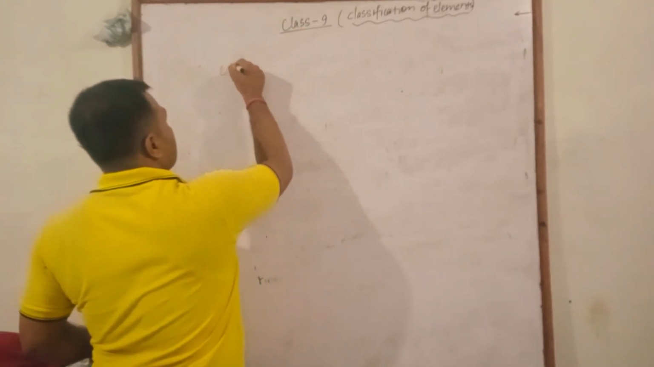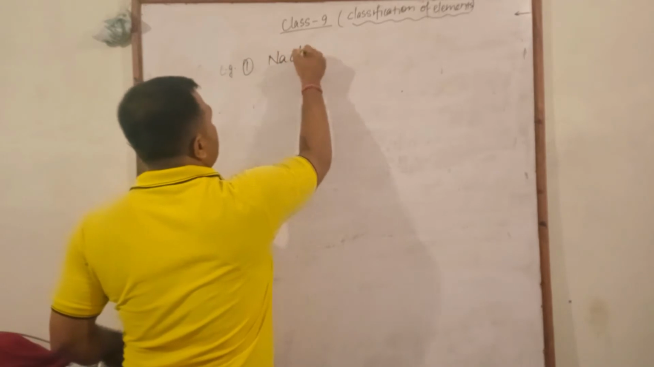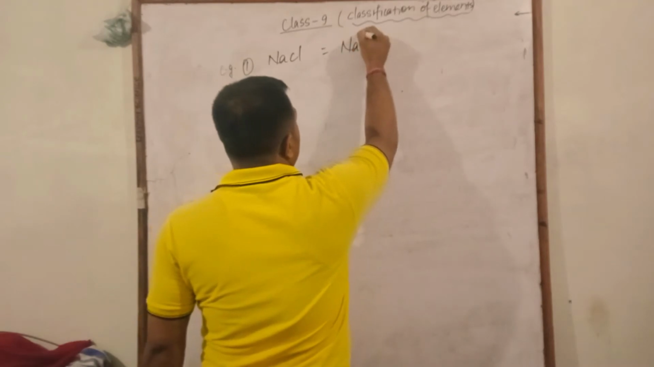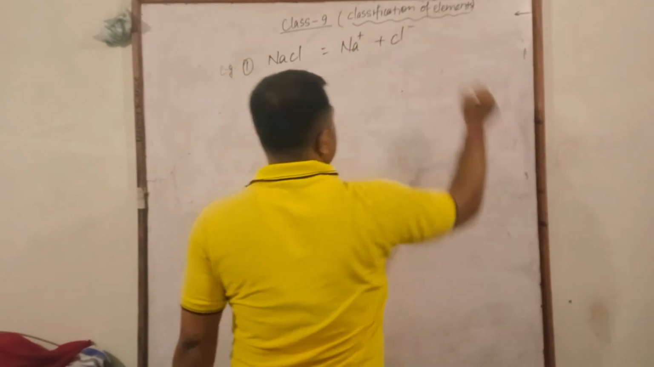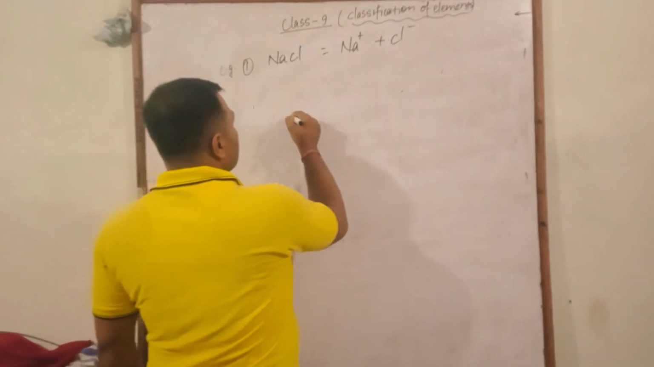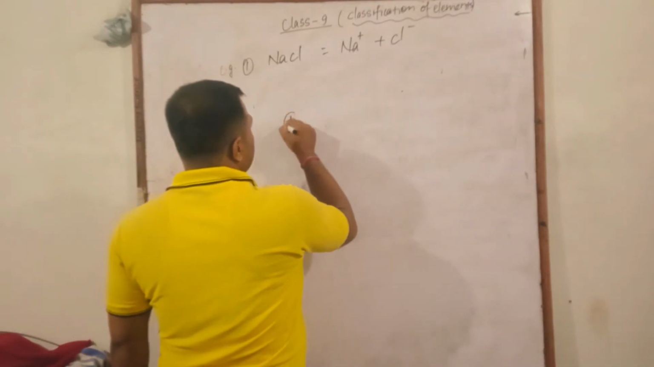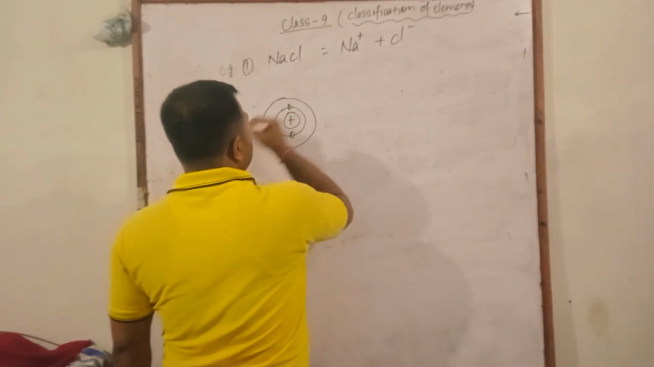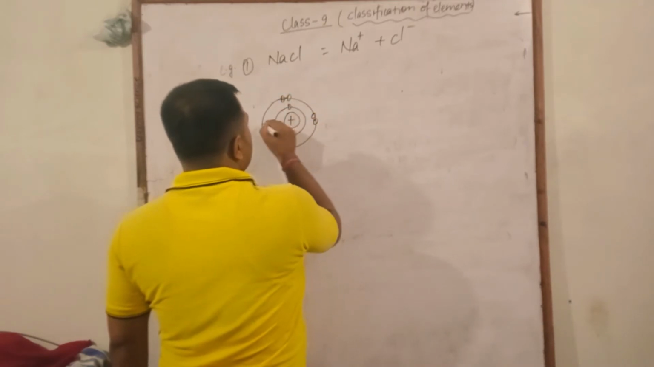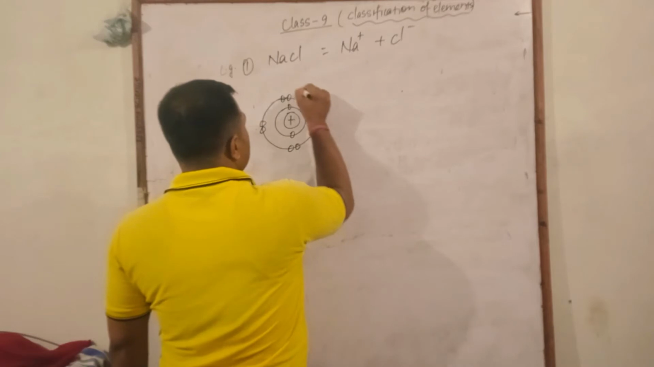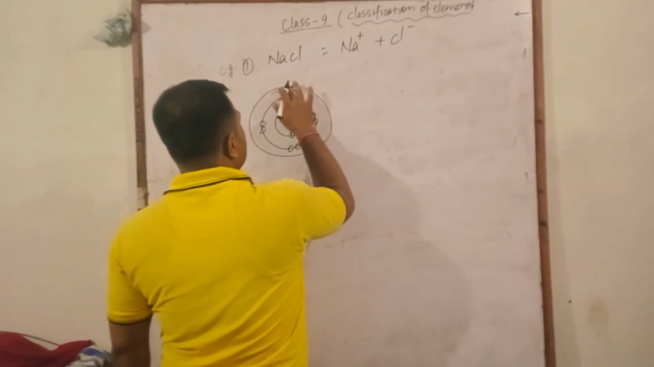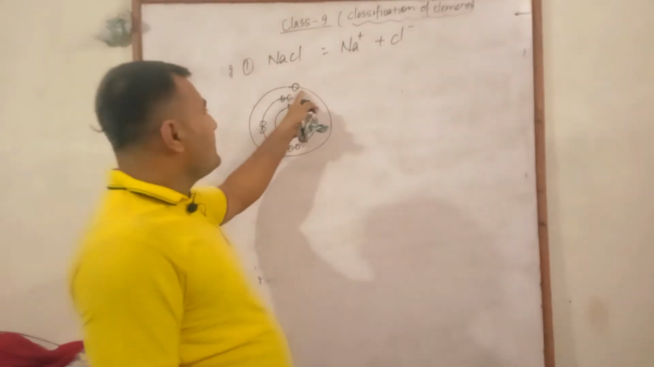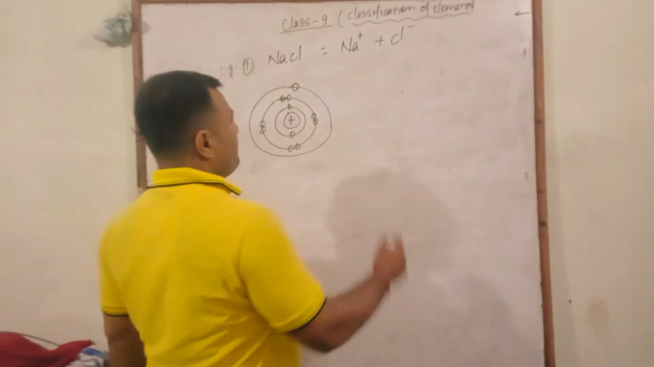For example, in sodium chloride, how is the chemical bond formed? Sodium chloride is formed between Na plus and Cl minus. Here we draw the structure of sodium. In the first shell, 2 electrons are found. In the second shell, 8 electrons are found. And in the third shell, only 1 electron is found. To attain the octet state, it loses an electron.